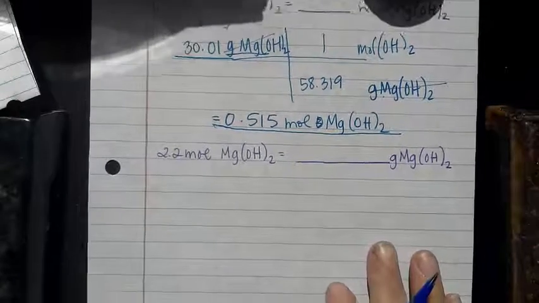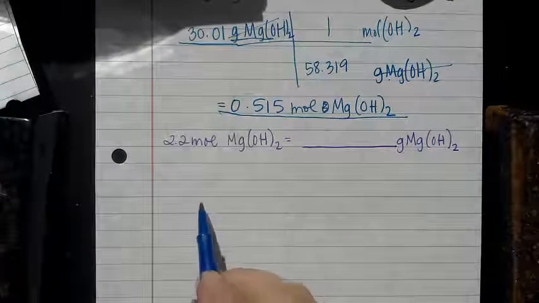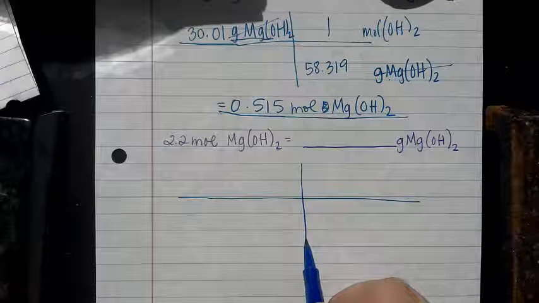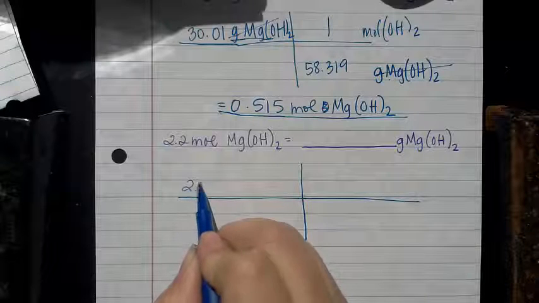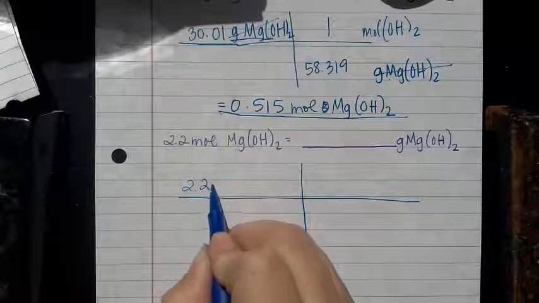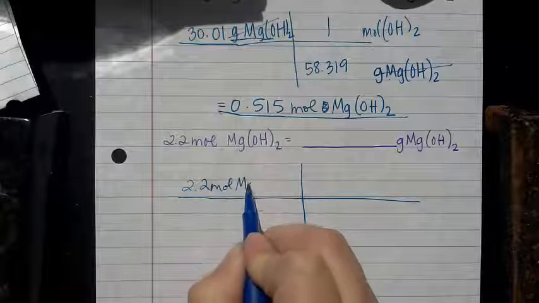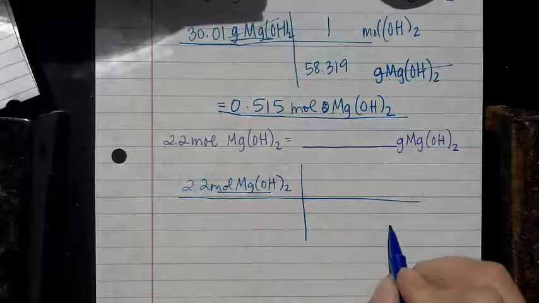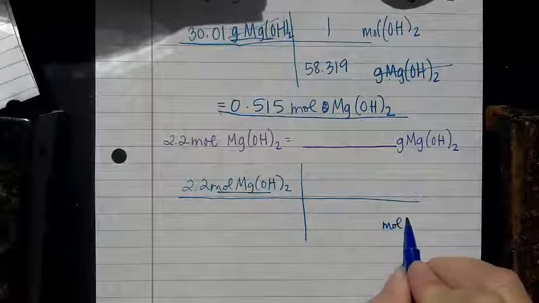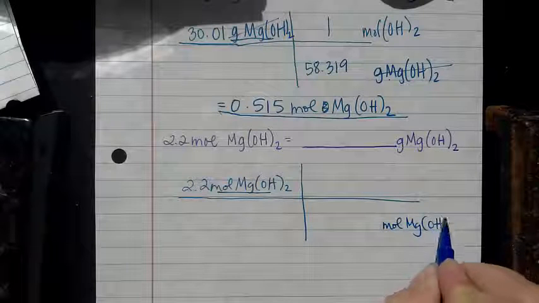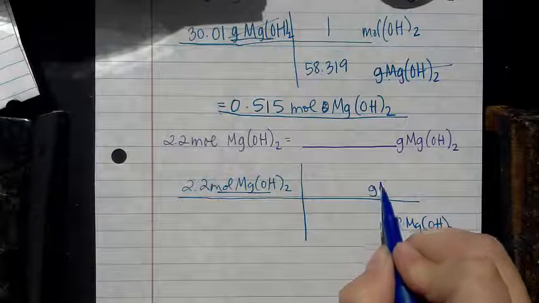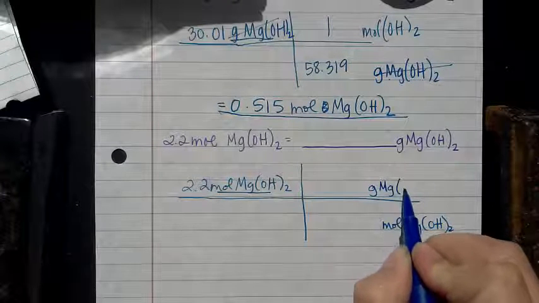I'm going to go ahead and do the second one for you. Go ahead and set your dimensional analysis up. You have your 2.2 moles of magnesium hydroxide up here. Remember, go ahead and take this down and to the right. And our unknown is the grams of magnesium hydroxide, and that goes in the top right.